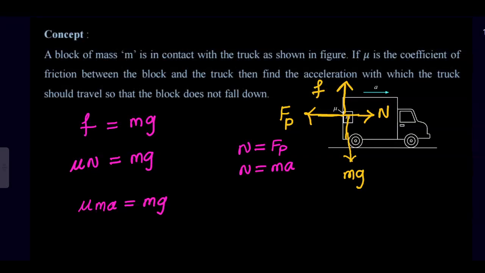So from this, m will get cancelled. So what will I get for this a value? That is g by mu. This is the acceleration of the block, the acceleration of the truck.